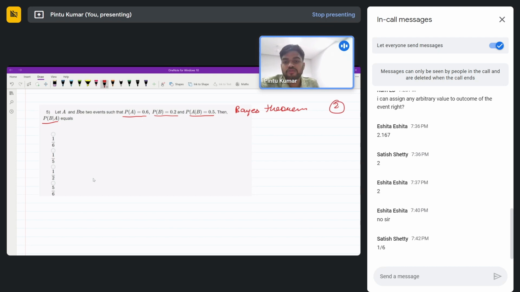Okay, so I'll just write the formula that you need to use. Probability of B given A is probability of A given B into probability of B, divided by probability of A. So you have everything available with you. You just need to plug in the values. So this is 0.5 into 0.2 divided by 0.6, right? So this is 0.0, no, this is 0.1, sorry. So this is 0.1 divided by 0.6, which is 1 by 6, right? So this was an easy question, right?